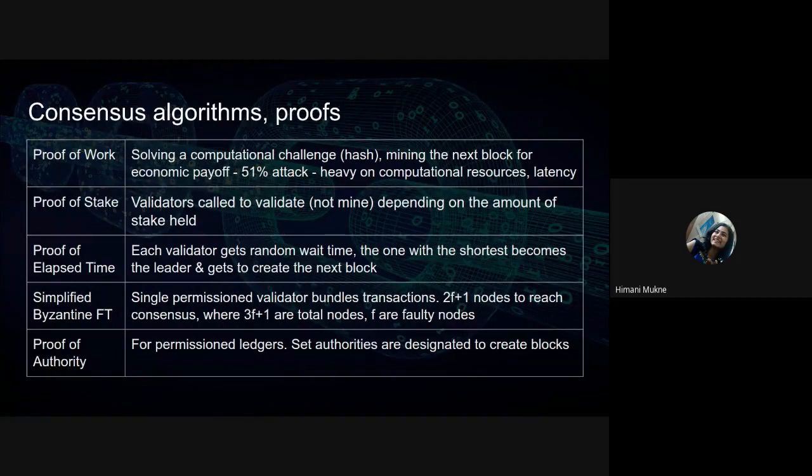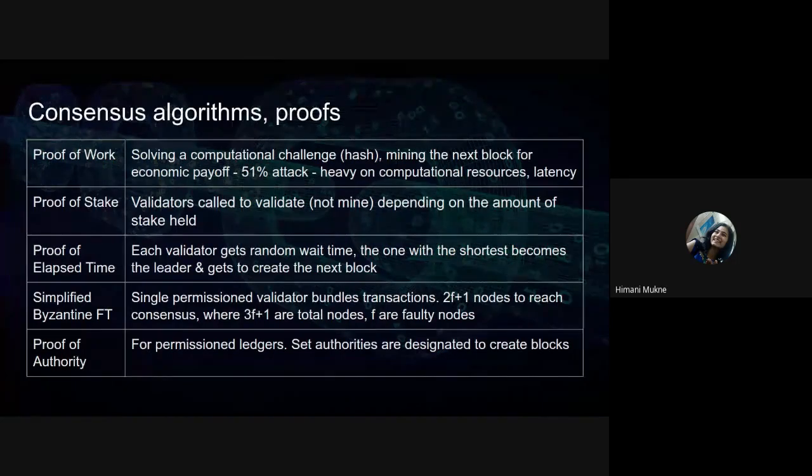So, in simplified Byzantine fault tolerance, which is the next algorithm, it's an improvised version of the simple Byzantine fault algorithm. So here again we have validators. The only difference is here validators are predetermined, predefined, and permissioned. They are known parties, known entities, and they bundle transactions and form blocks of valid transactions, and they commit the blocks to the blockchain.